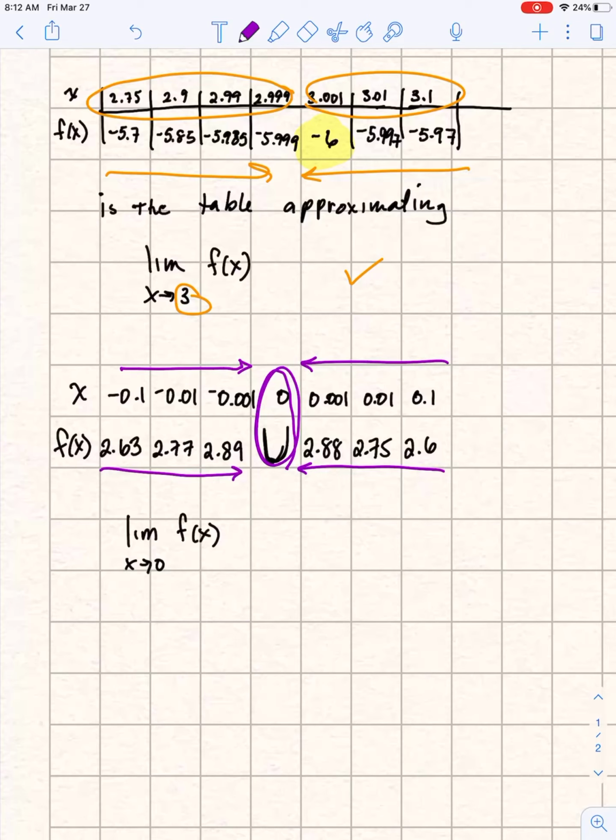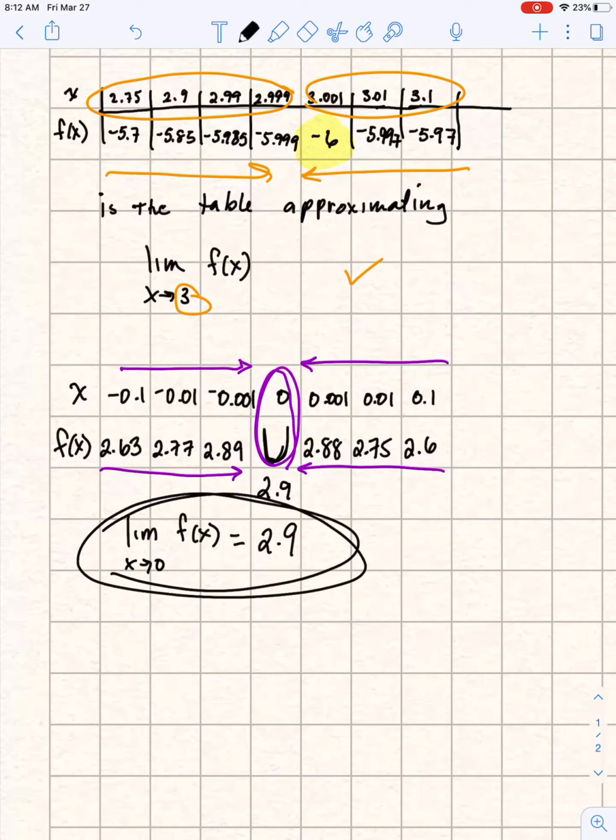Now, be careful on the Khan Academy, because they're going to give you an answer like maybe 2.75 or even maybe 3, but because you're not really sure, and there are some gaps there, it does look like this is getting closer to 2.9, because the numbers are getting closer and closer to 2.9. So that would be your limit as x approaches 0.